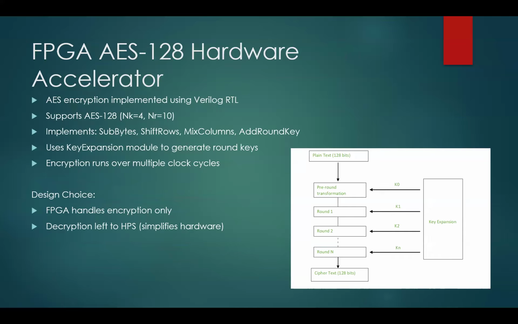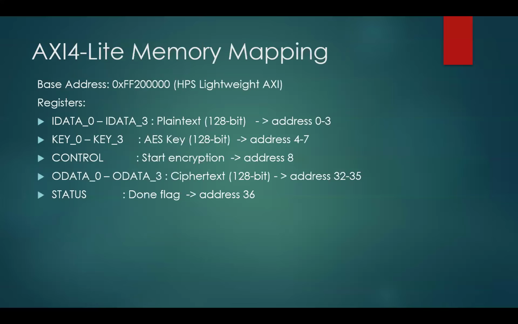AES implementation using Verilog RTL. So this is the flow. The 128-bit plain text is taken in, and then you have the key expansion, which is divided into K0, K1, K2 to Kn, which is processed through different rounds to cipher the text.